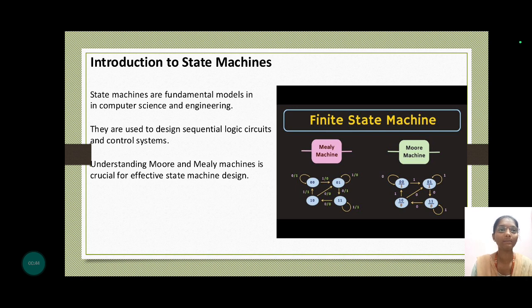Introduction to state machines. State machines are fundamental models in computer science and engineering. They are used to design sequential logic circuits and control systems. Understanding Moore and Mealy machines is crucial for effective state machine design. In the picture beside, we can observe the finite state machines of the Mealy machine and Moore machine.